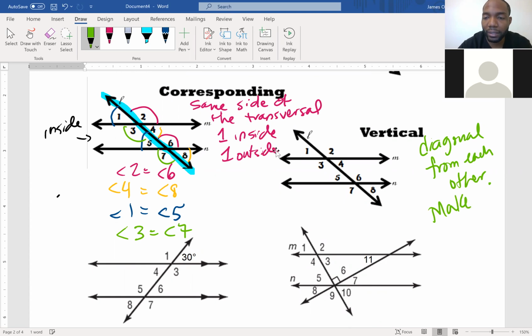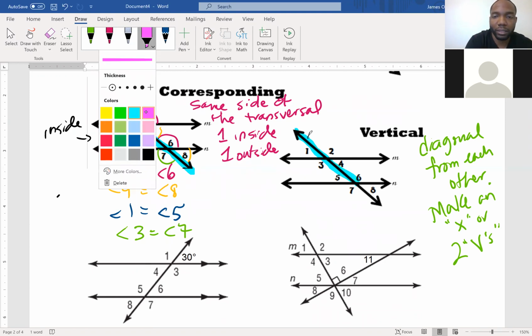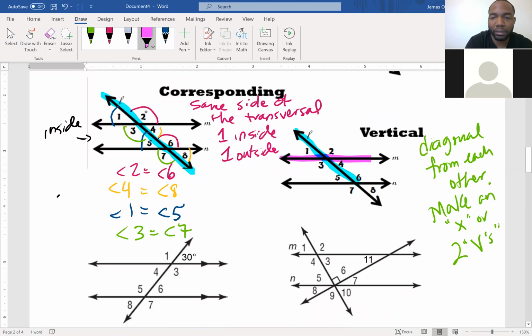They make an X, or you may see two V's. So I'm going to highlight so I can show y'all what I'm talking about. If I look for an X, I'll just do that and pick another color. Do this and that. Okay, that's my X, right?